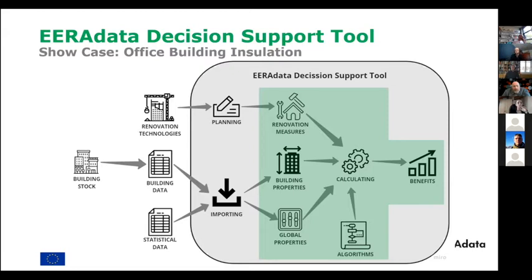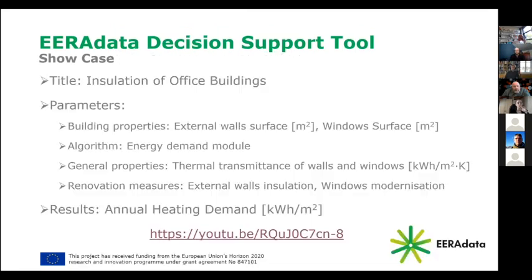I would like to show you an example, and this example will be an installation of office buildings. It is based on, of course, such properties of the building as the external wall surface, because it will be an installation of the walls, the windows surface, etc. It will use the algorithm of energy demand module assessment, and this will, of course, have an effect on the thermal transmittance of walls and windows.